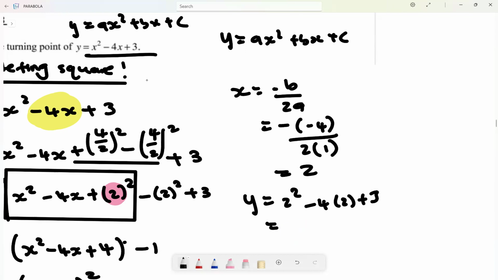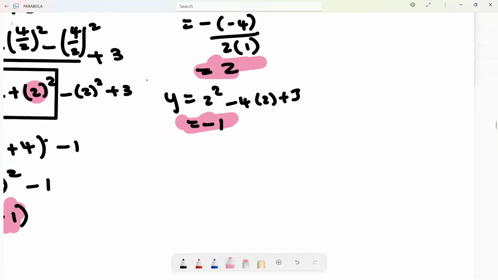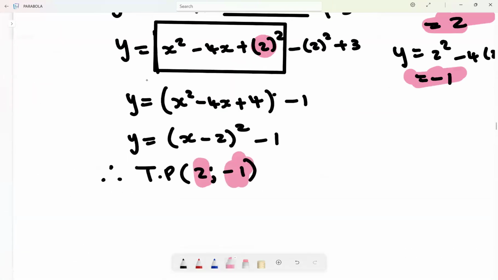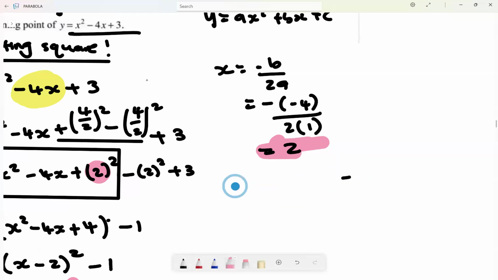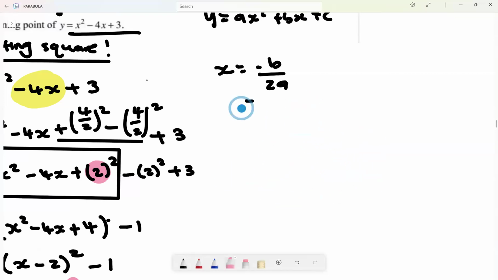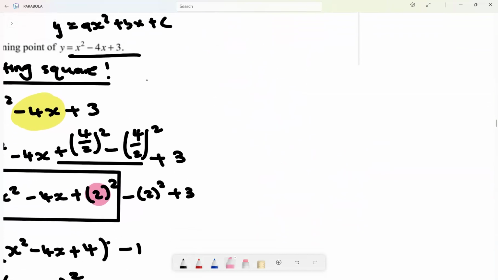4 minus 8, which is negative 4, plus 3, which is negative 1. So can you see that I have x is 2, y is negative 1, which is the same as (2, negative 1)? But let's look at another example of completing a square before we move on to another question. Okay, let's have another example of completing a square so that you understand this part.